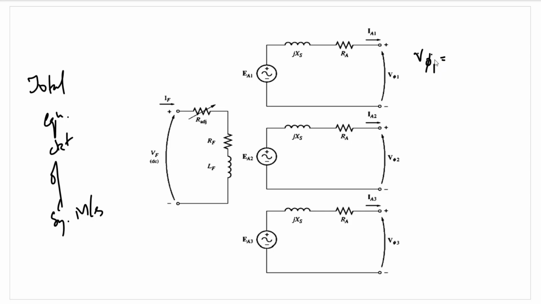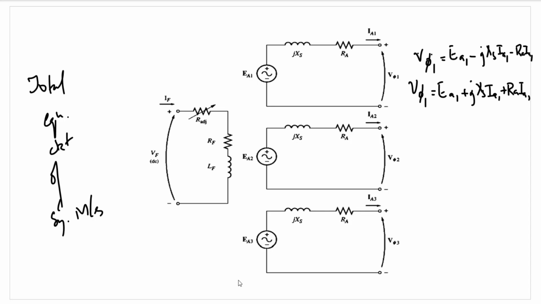Vφ1 will simply be EA1 minus jXS IA1 minus RA IA1. This is the case of a generator, whereas in the case of a motor it will simply be plus jXS IA1 plus RA IA1. Fine. Accordingly for the second phase and for the third phase. This here is the equivalent circuit of the synchronous machines.